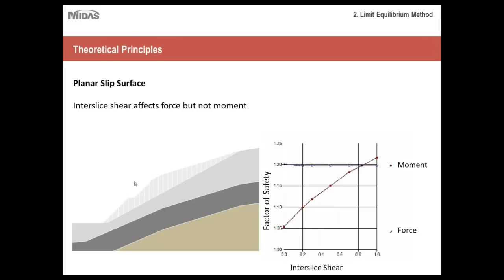Whereas if you were to apply a rotational force this time on this piece, you get some resistance along the interfaces between the slices themselves, and against the surface of the slope. So that's why the force increases as the interslice shear increases.